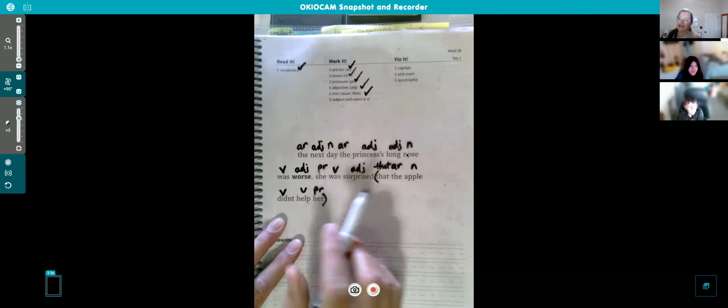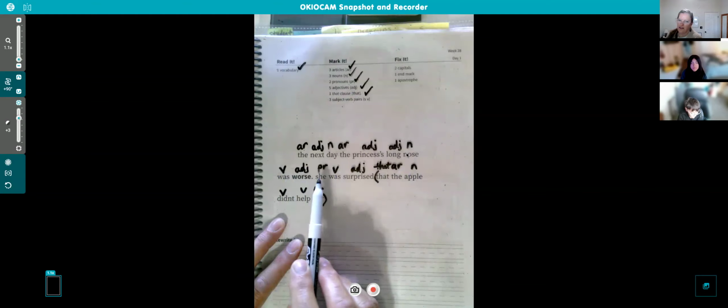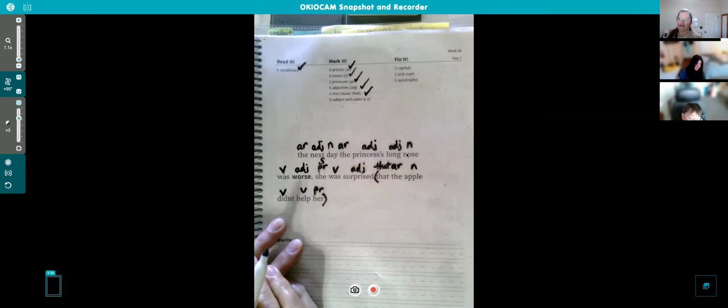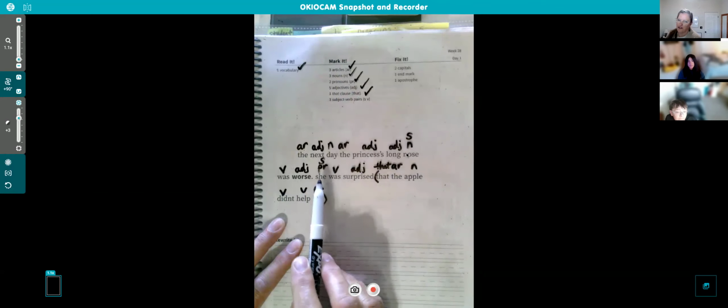So those are called linking verbs. Linking verbs link the subject, like here, nose. Nose was worse. So it's linking the nose to worse. See that? And then here, it's linking she to surprised. She was surprised. That's it. Good job. Okay, Anthony, what are the subjects? She. And then nose. Yes, you got it. Because the nose was worse. I'm glad you didn't say princess, because the princess was not worse. It was her nose that was worse. And then here, she was surprised.